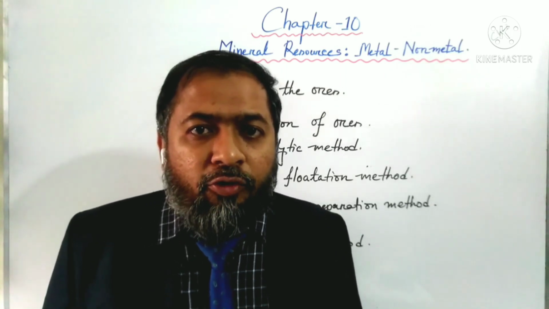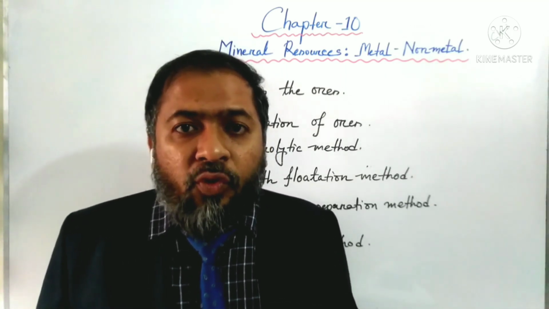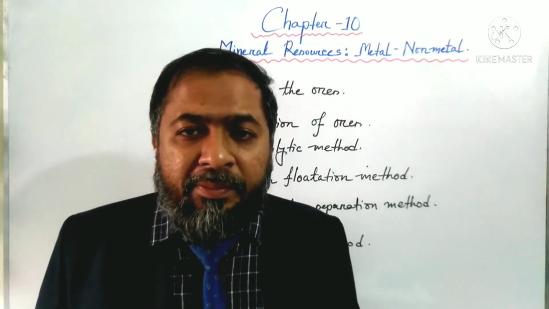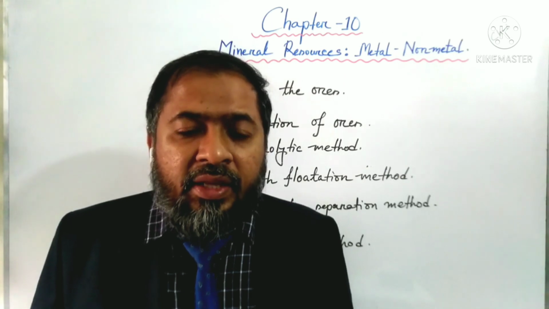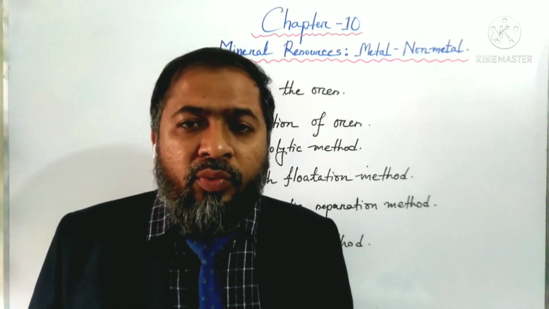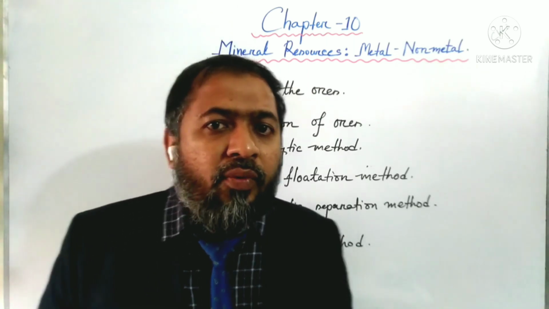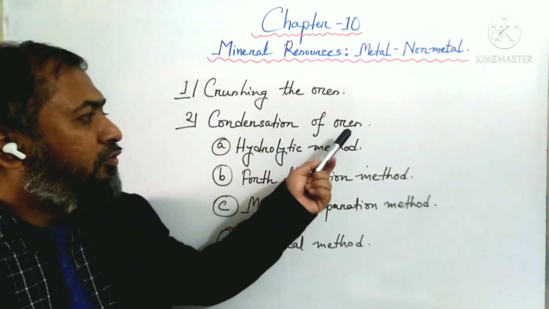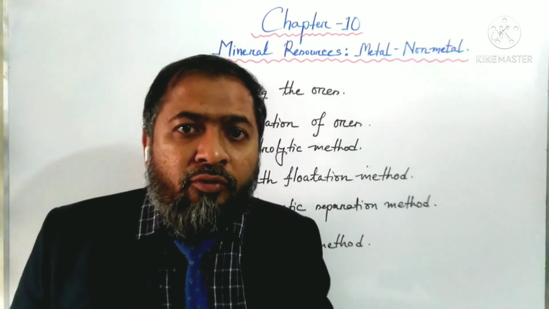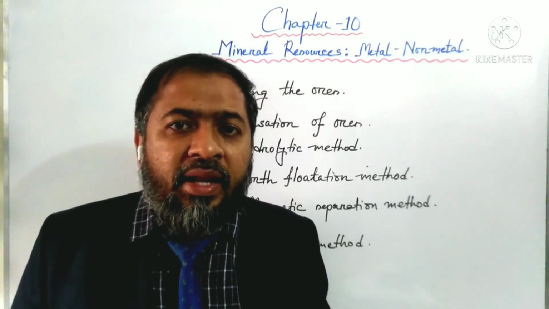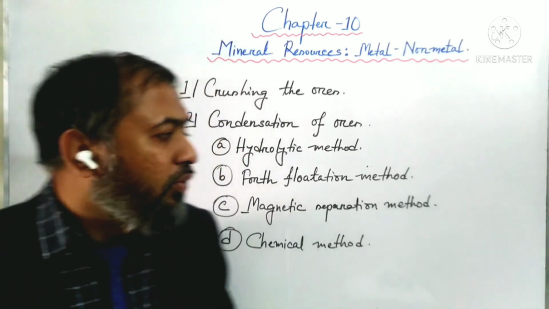After crushing the ore, the powder of ore is found. This ore contains different types of impurities, and we need to wash out these impurities. The process by which we can remove impurities from the ores is known as condensation of ores. In the condensation process, the amount of ore from which we can extract metal is increased. So what steps can we take to condense the ore?